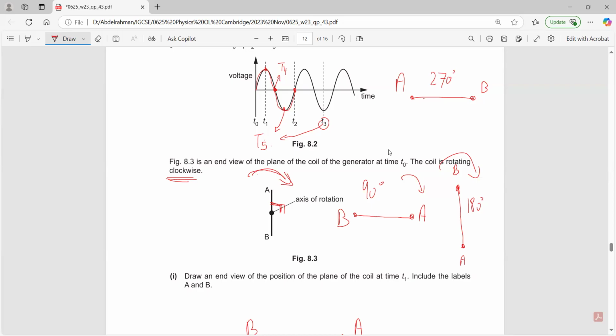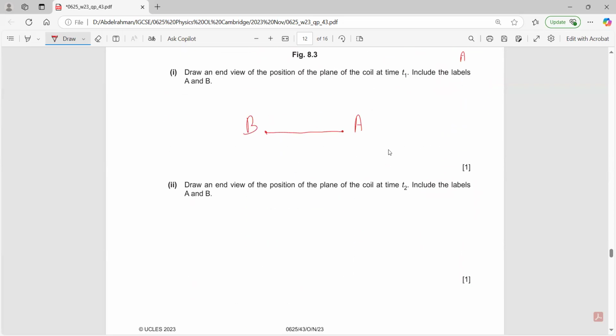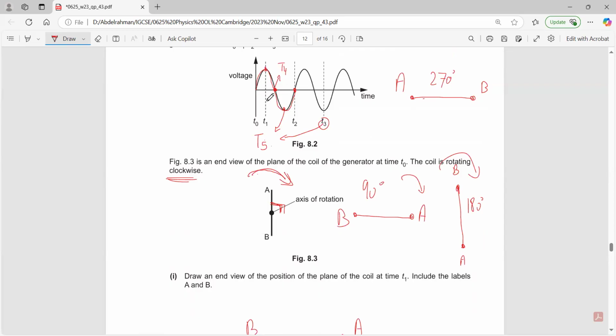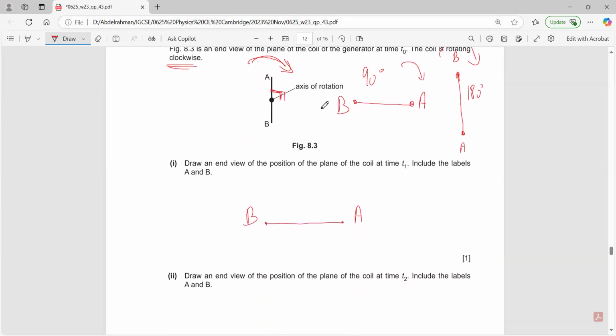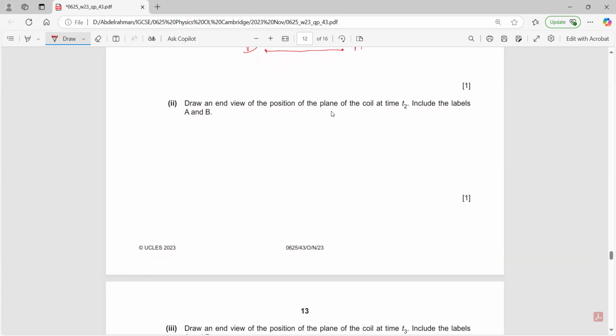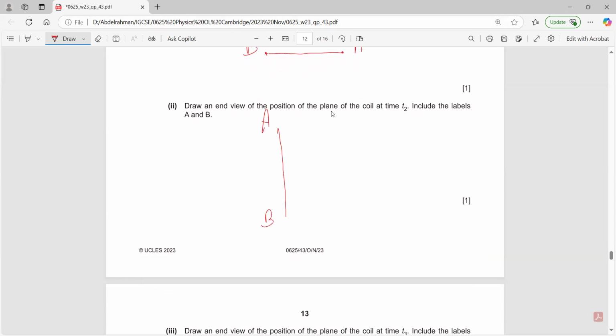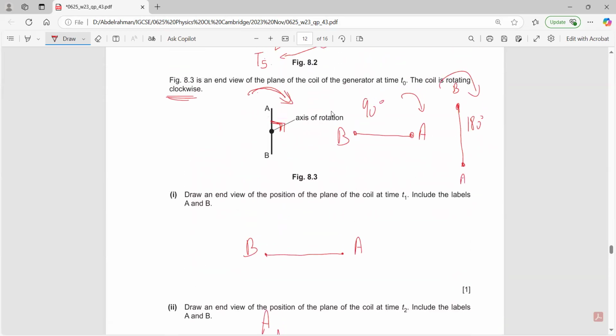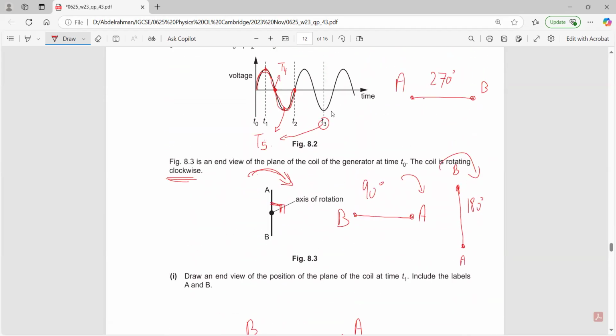A and B. Okay. Question II, he's asking about T2. So T2 is a full rotation. After we've completed a full rotation, how will it look? It will look the same as the initial position. So A and B. Why? Because it has completed a full rotation.